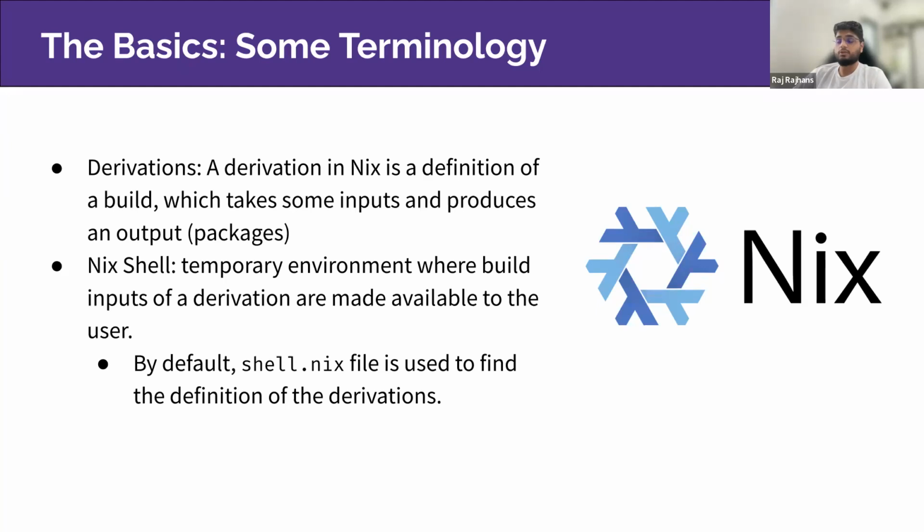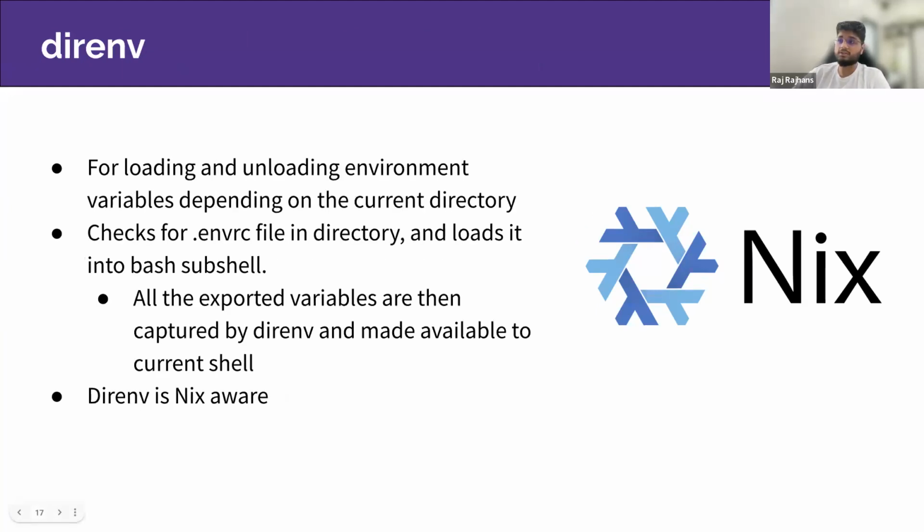To start with, we will also be using two useful tools in addition to Nix that make the whole thing better. Let's see what those are. First is direnv. You might have heard about it. It's basically a tool to automatically switch between environments based on your current directory. Before each shell prompt, direnv checks for the existence of a .envrc file in the current directory. If it does exist, it will load it into the bash subshell that you are in right now.